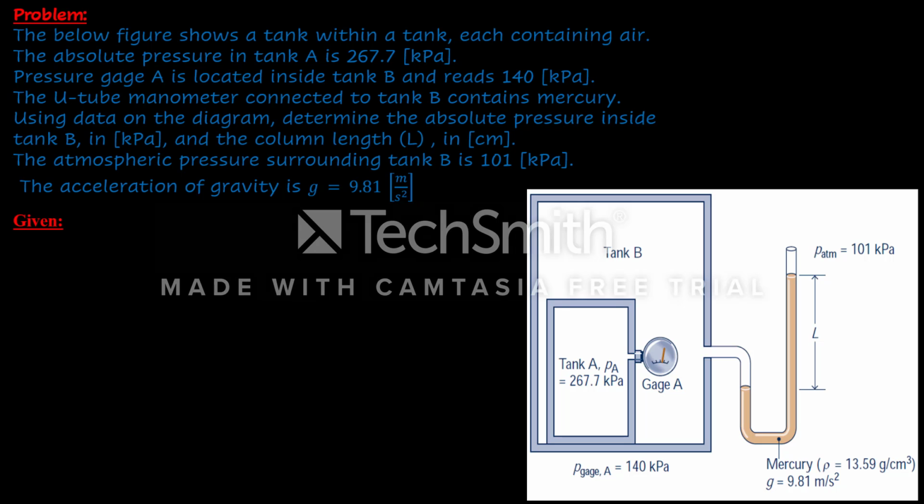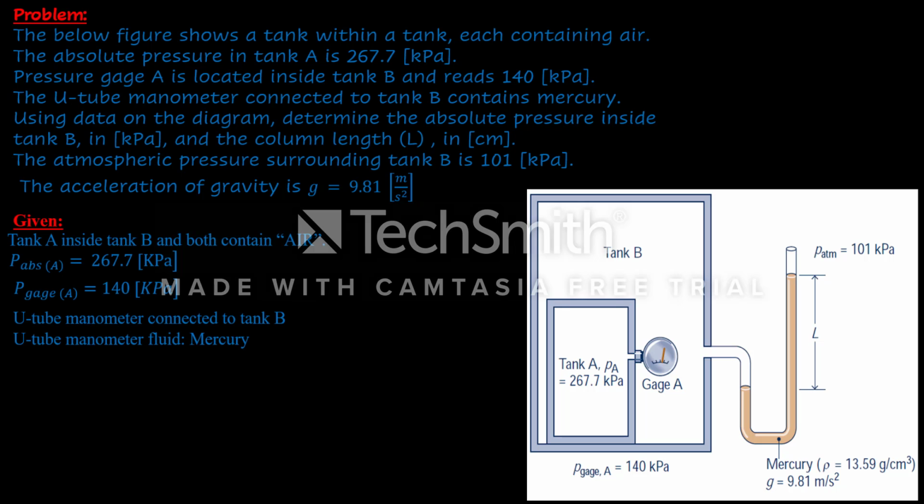What is given to us is tank A inside tank B, both containing air. The absolute pressure of tank A is given, and the pressure gauge reads 140 kilopascal. Tank B is connected to a U-tube manometer, and its fluid is mercury.